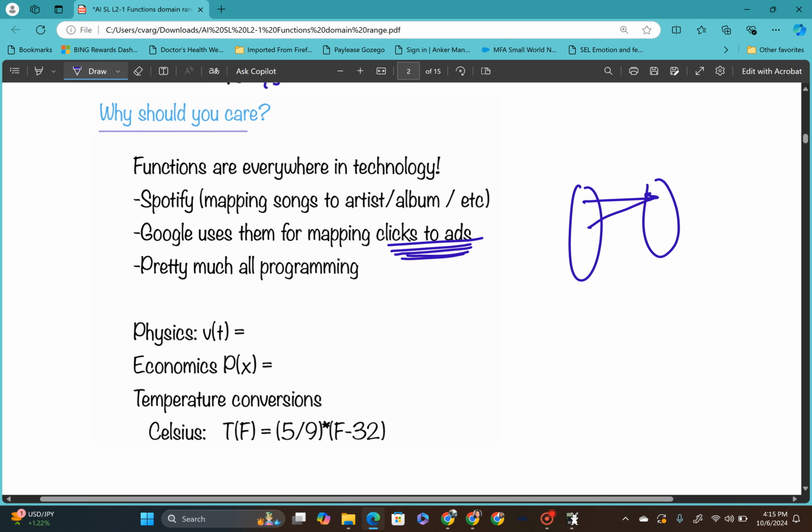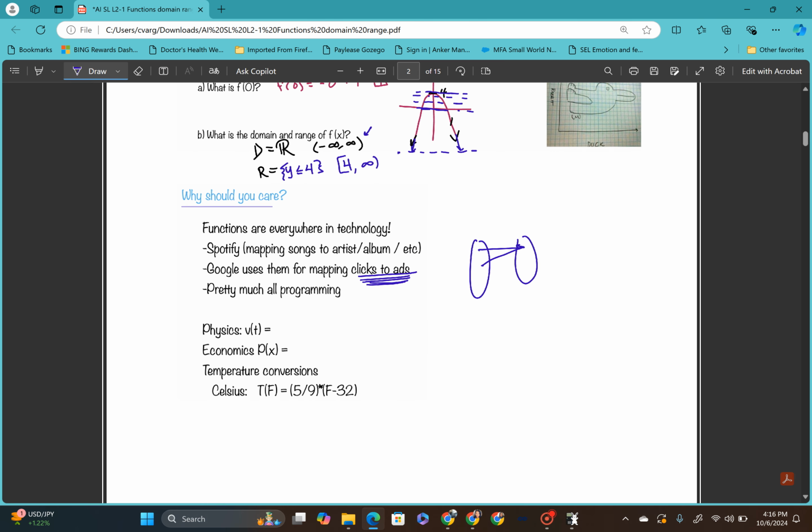All programming has to deal with functions. So these are the basics of domain and range in functions.